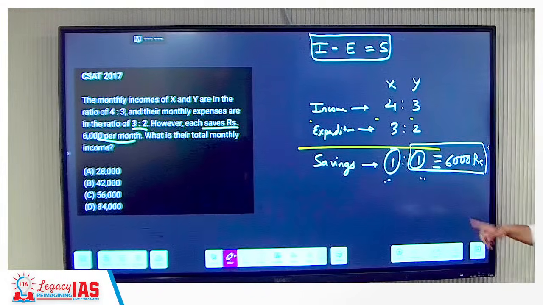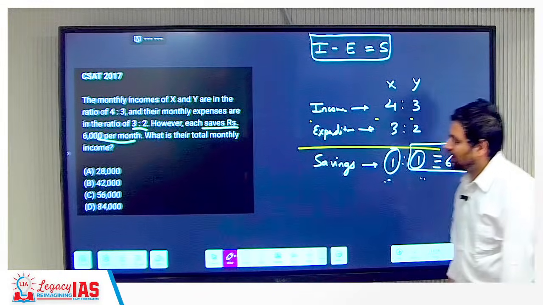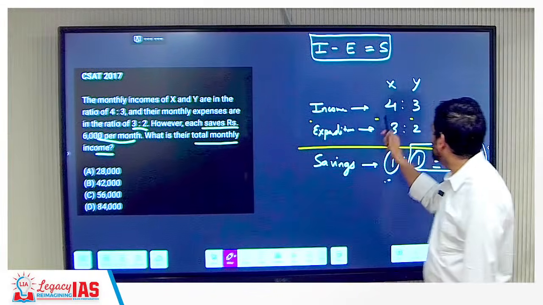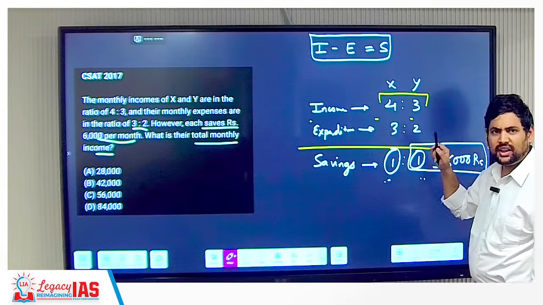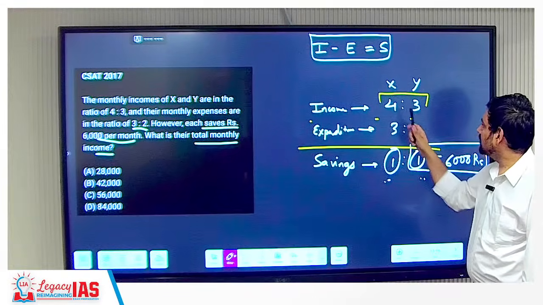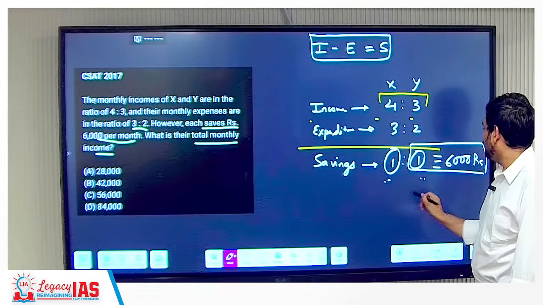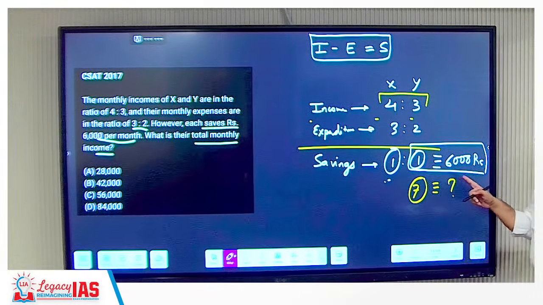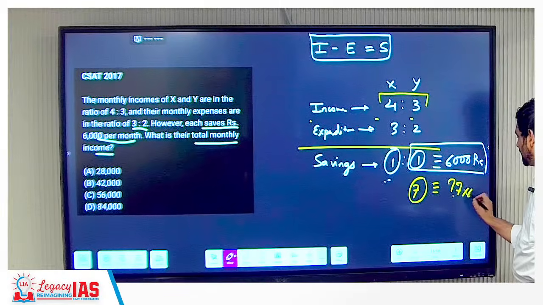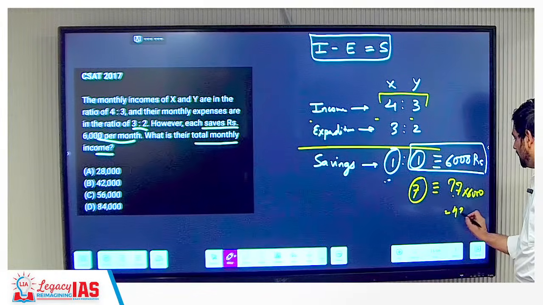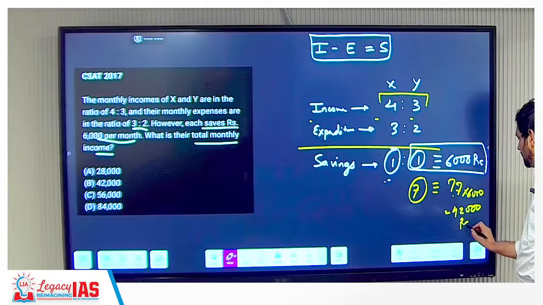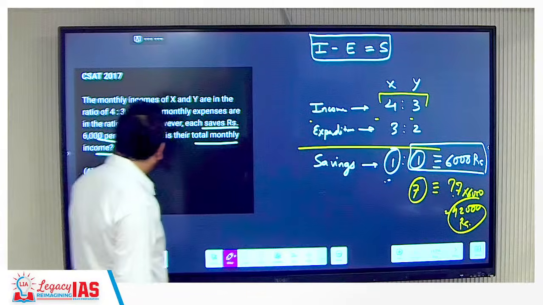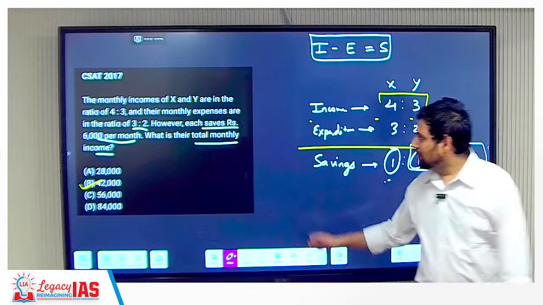So if one ratio point is 6,000 rupees, then what is the total monthly income? That is asked. Total monthly income will be X plus Y. Correct? So that means 4 plus 3, so the question becomes what is 7 ratio points? If 1 equals 6,000, 7 equals 7 into 6,000, which is 42,000 rupees. Do I have 42,000? Yes. The answer is B.